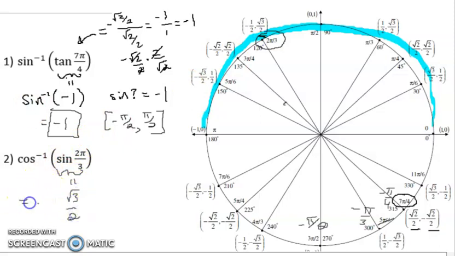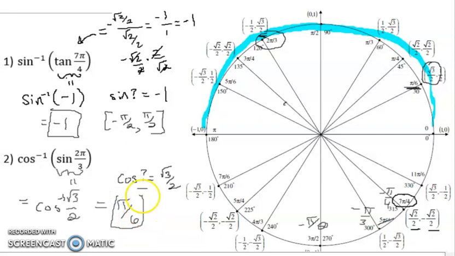And we now want to find inverse cosine of square root of 3 over 2. So now we're asking ourselves, what's the angle that I plug into the cosine function that lies in this range from 0 to pi, where cosine of blank is equal to square root of 3 over 2. Cosine is given by the x-coordinate, so the x-coordinate is square root of 3 over 2 here at pi over 6. And so our final answer on this one is pi over 6 radians.